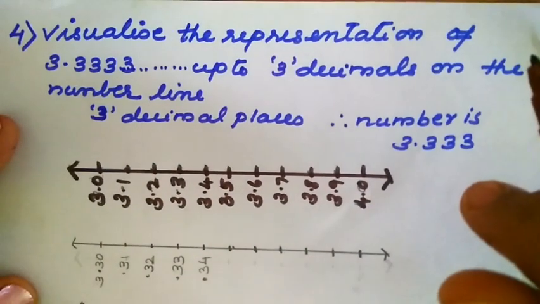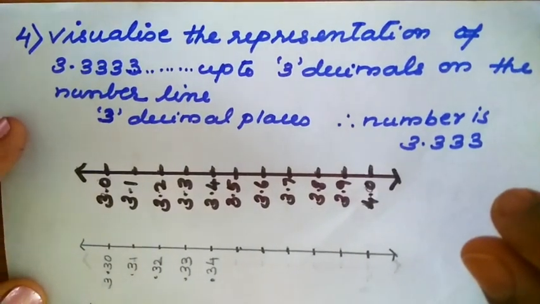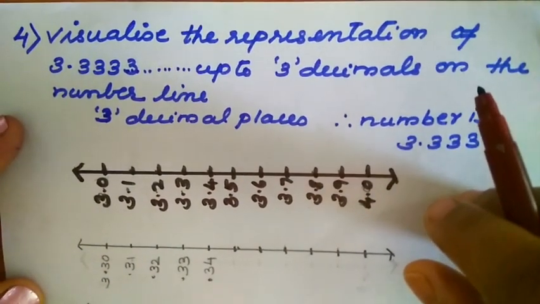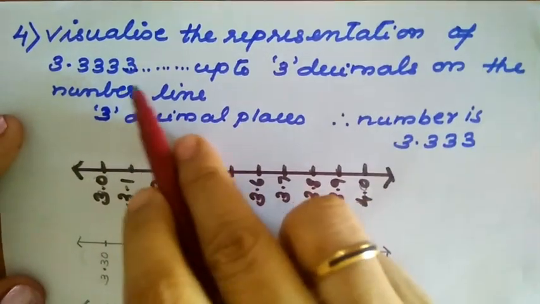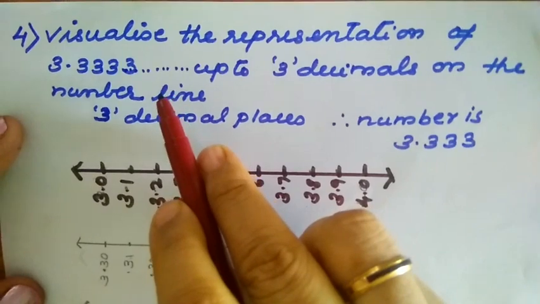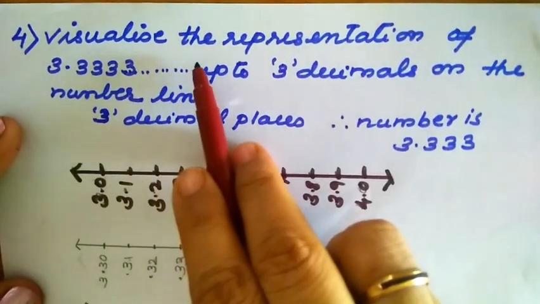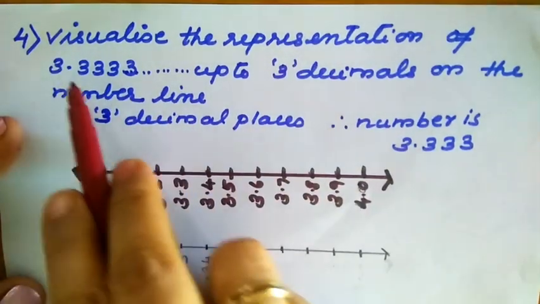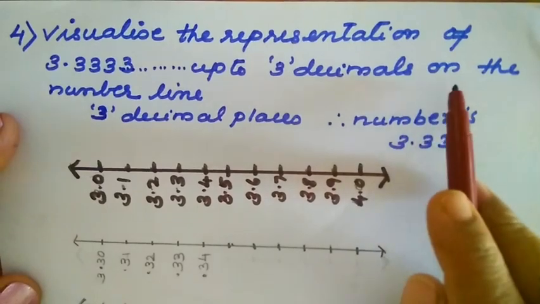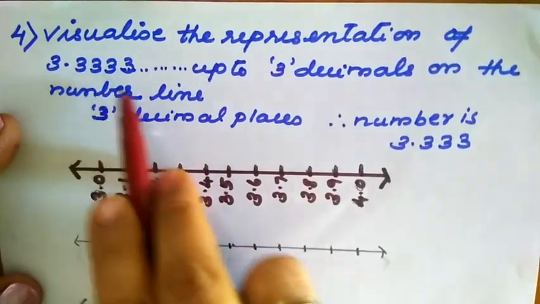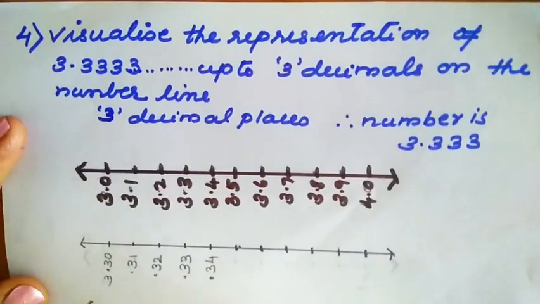Till now we have located terminating decimals on the number line. That means one type of rational numbers only. Now the second type of rational numbers, that is non-terminating recurring decimals. That also we can represent on the number line. The question is, visualize the representation of 3.333 etc. up to 3 decimals on the number line. So 3 decimals only we want, so we can write that 3.333.